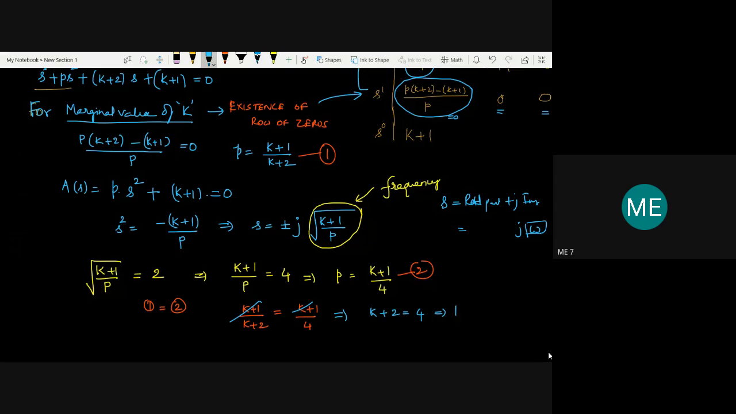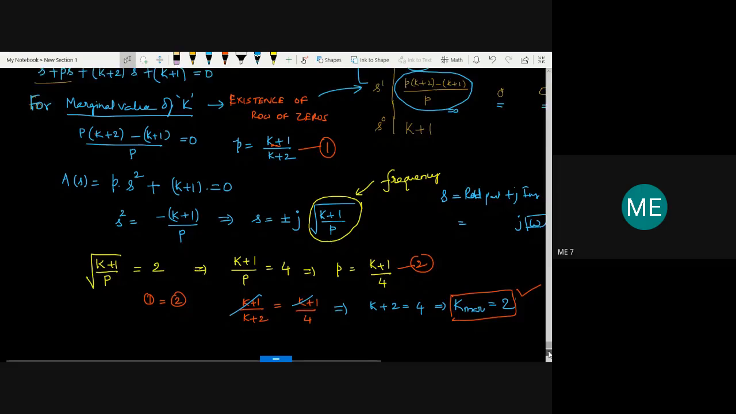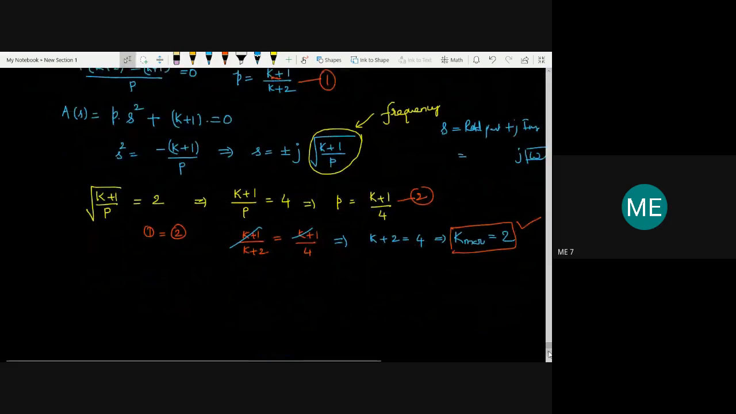Then from this, k marginal value is equal to 4 minus 2, that is 2. So this is the k marginal value, because we have found the marginal value of k. Whatever k you have substituted is the k marginal value. So k marginal is 2, and he is asking to find the p value also. So the system is marginally stable for the k value 2.